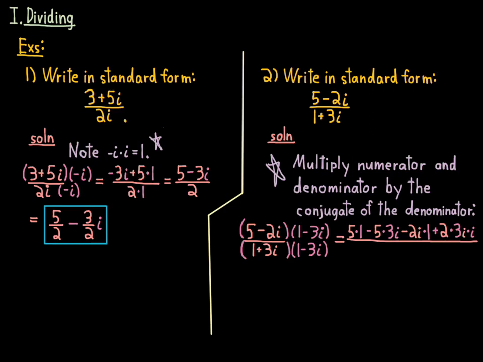So I multiplied out the numerator, just multiplying each term by each term. I took 5 times 1, right? 5 times negative 3i, which is negative 15i. Negative 2i times 1. Negative 2i times negative 3i is plus 6i squared, right? And then on the bottom, I just get 1 plus 9. 1 squared plus 3 squared. 1 plus 9, which is 10. That's nice.